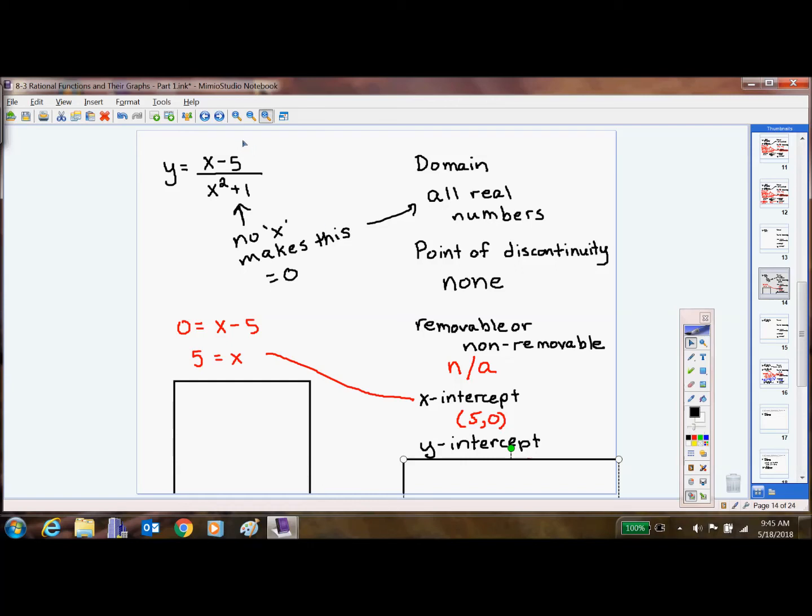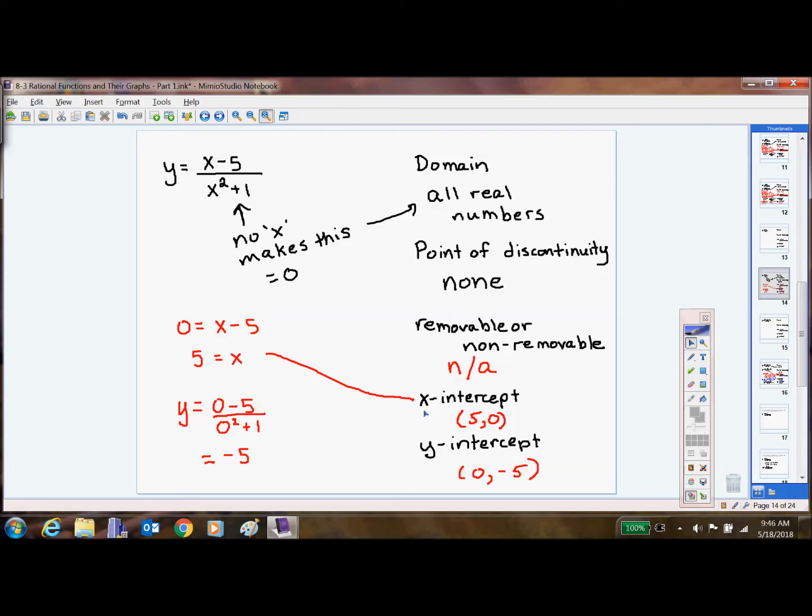plug in 0 for all the x's. Bailey got it? Yeah, I got (0, negative 5). Good. And here's what she did. Plugged it in. (0, negative 5). So you've got some key things that you can all do for graphing without too much pain and anguish figuring these things out.